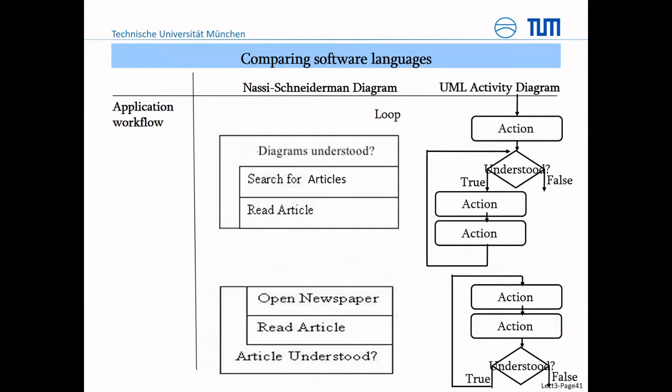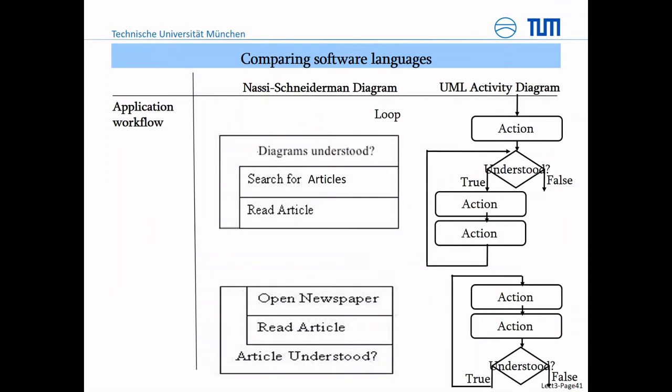You see these two sequence elements, search for articles and read article. These two things are part of this loop, so that as long as the article is not understood, you do this. Or in the lower part, open newspaper, read article, and then article understood: again, these two commands are operated as long as this question is true.